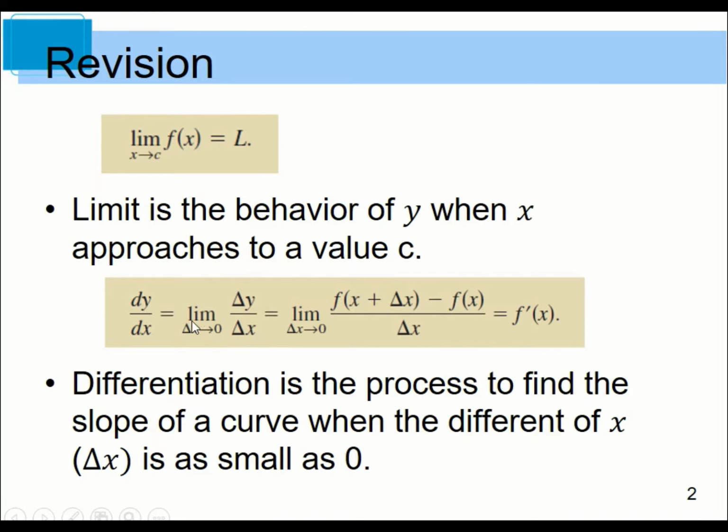So it says that the limit of the difference of y over the difference of x, which is the slope, when the difference of x is approaching 0. All right, so to find the difference of y, we are going to take y1 minus y2, this is one y, this is another y, over the difference of x. Now we call this the derivative. So from here, let's move on to learn some basic differentiation techniques.